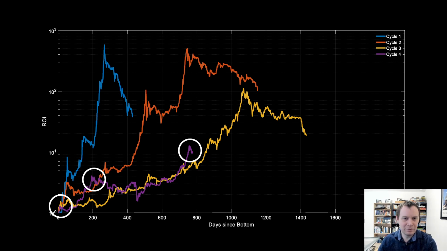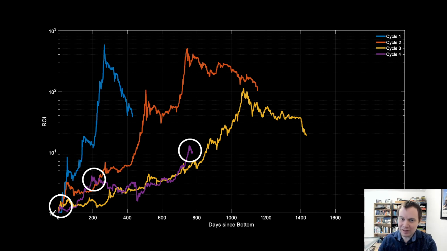This to me doesn't make a whole lot of sense, especially when one of the main narratives is that institutions just want to put it on their books and hold it through 80 to 90% drops. First of all, I think that the extent of drops as we continue on will become less. I don't think they will always be these 80 to 90% drops.